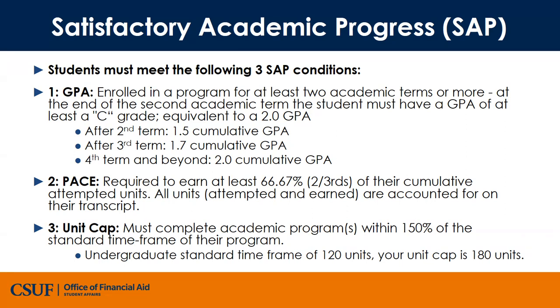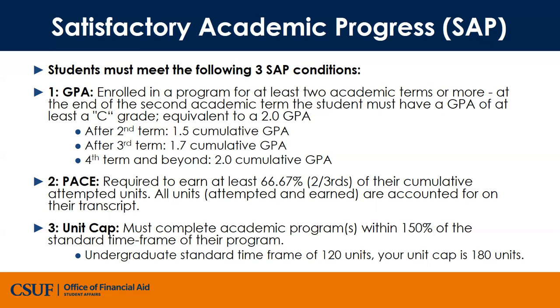The second measure is PACE. PACE refers to the percentage of units earned versus the units attempted. Students are required to earn, meaning complete with a passing grade, at least 66.67 or 2/3 of their cumulative attempted units. All units attempted and earned are accounted for on a student's transcript.